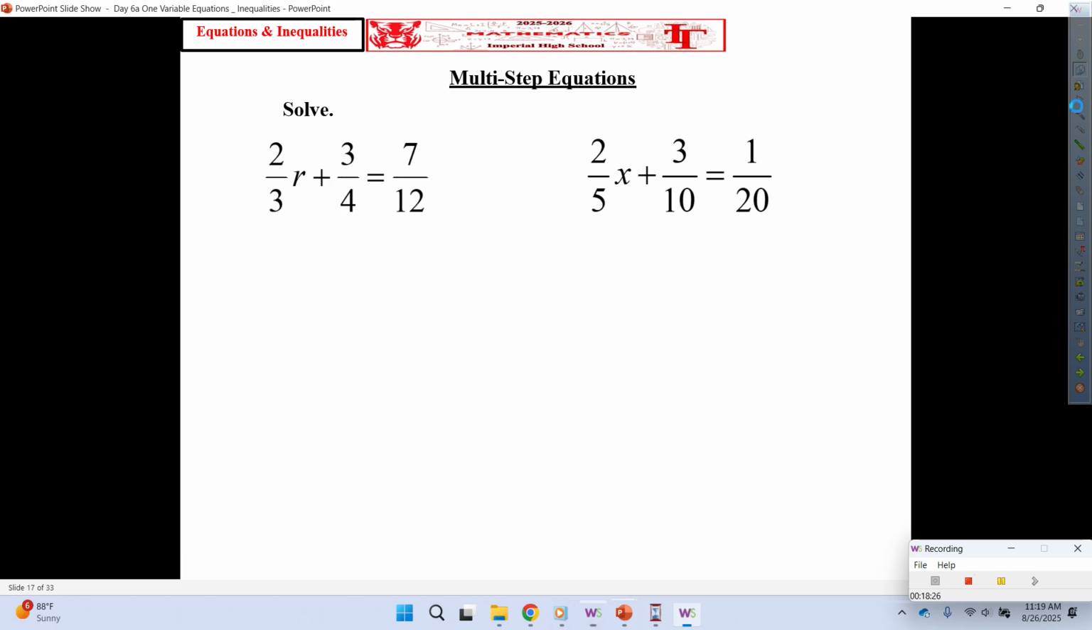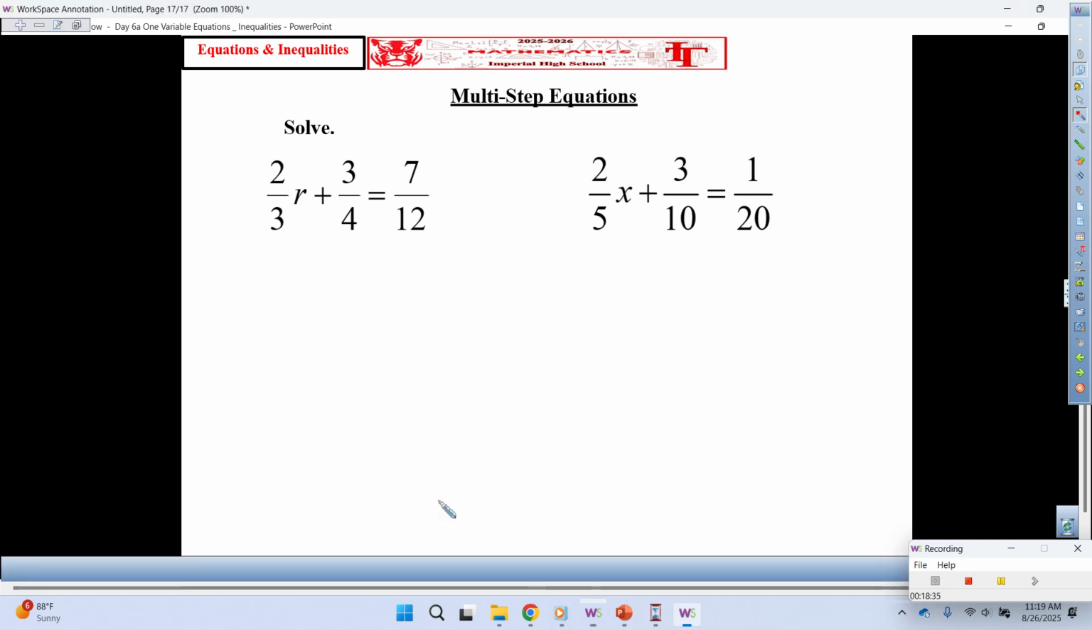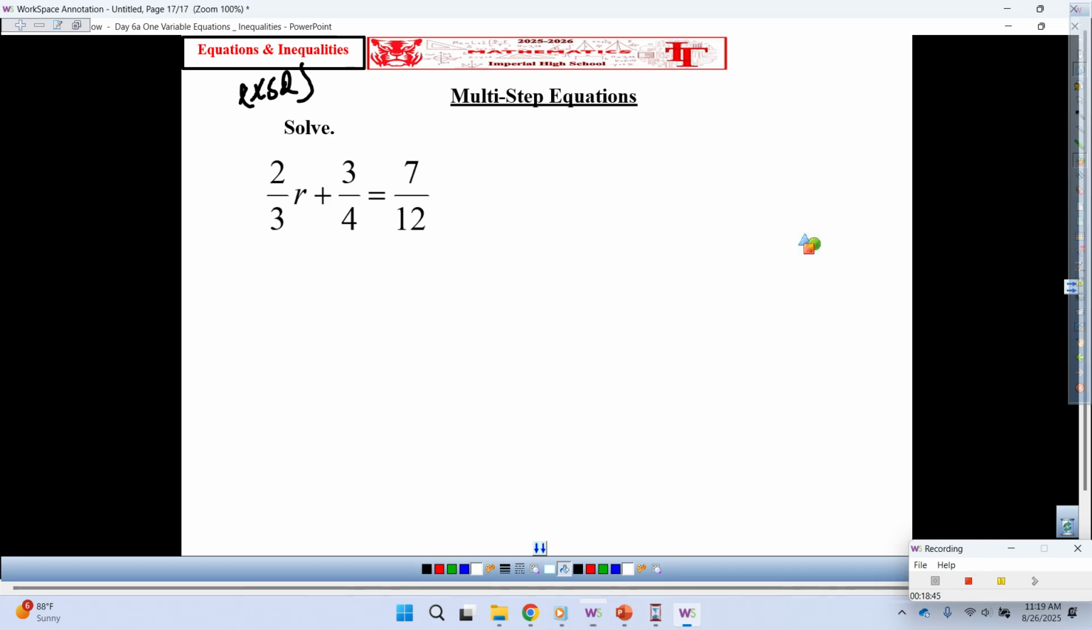Copy. This is example super Q. Example super Q. Copy only the one on the left side for right now so we can focus on that one. It reads 2/3 R plus 3/4 equals 7/12. All right, step 1.